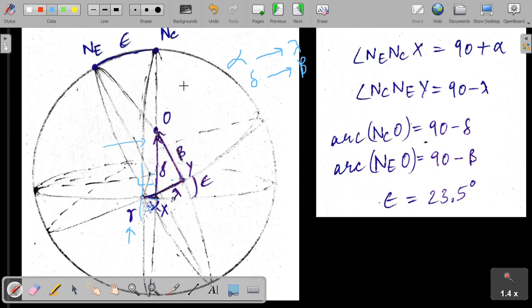And the angle NC NE Y, sorry, is just 90, which is this angle, minus lambda. As you can see, this is 90. This is the first point of Aries. This is lambda. So we subtracted this and we get 90 minus lambda. All right.